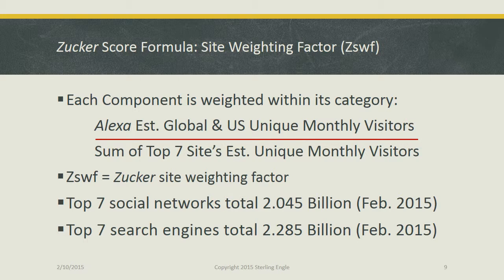To give a site like Facebook approximately 3 times the influence of Twitter, and Google search about 3 times the impact, the weighting is based on their monthly unique users. This weighting formula is used. The result for each site is called its Zucker site weighting factor, or ZSWF. Also shown is the total reach of the top 7 social networks and search engines in February 2015. The search engines reached almost 12% more people that month.